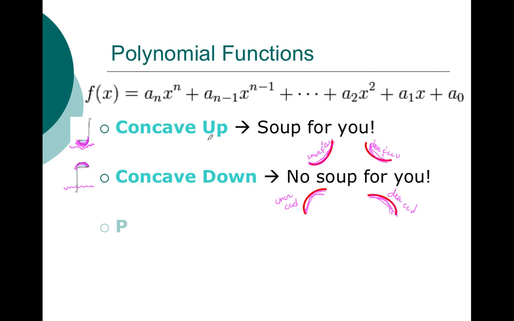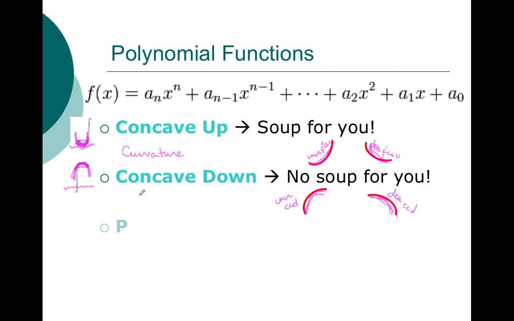So when you think concavity, think curvature, right? Curvature. A linear function has no concavity. It's straight. A parabola is either always concave up or always concave down. Other polynomial functions sometimes do both.